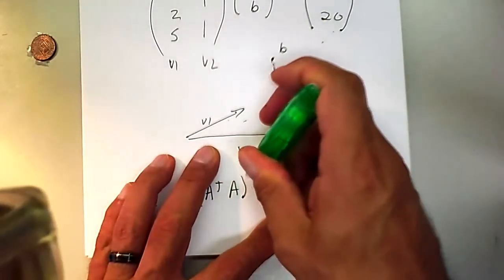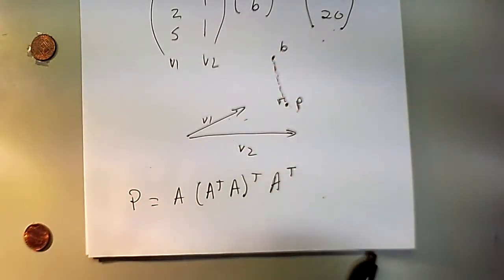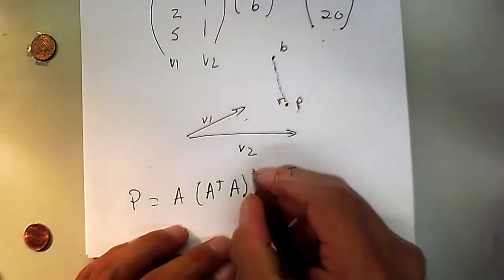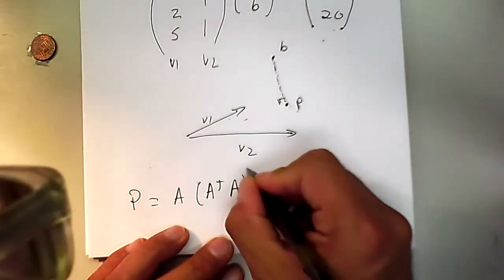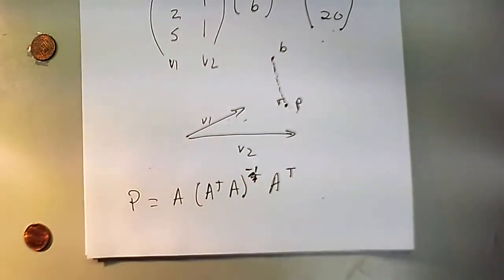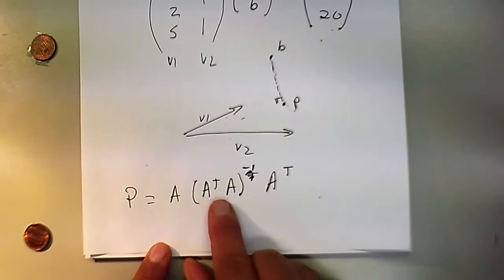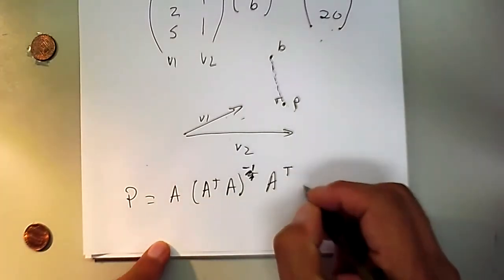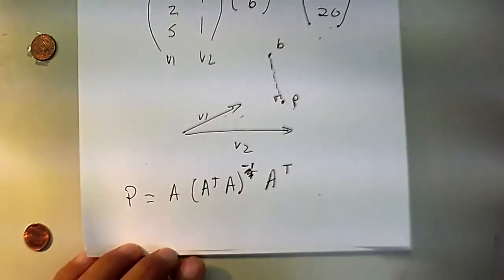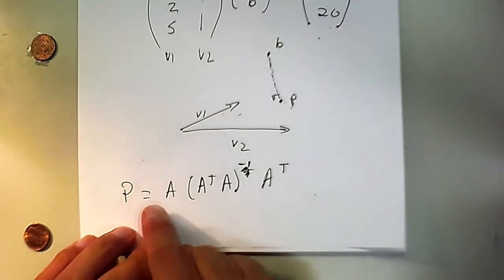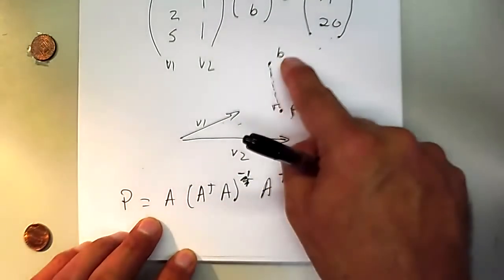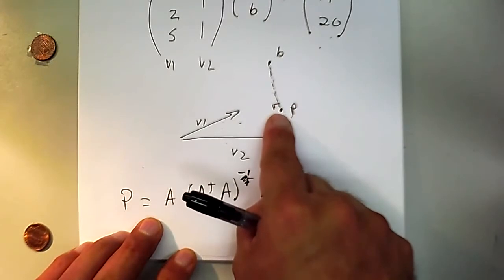I don't know if I ran out of eraser. I think. Well, pretend that's not there. And it should be an inverse. There we go. Okay, so we got this formula, and that gave us the projection matrix. The projection matrix, when multiplied with B, will give us this point.